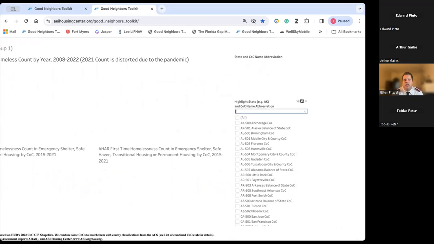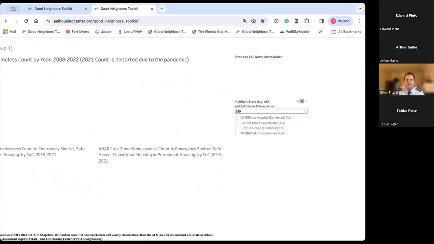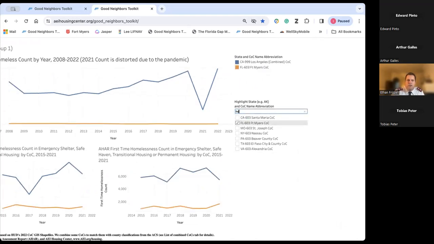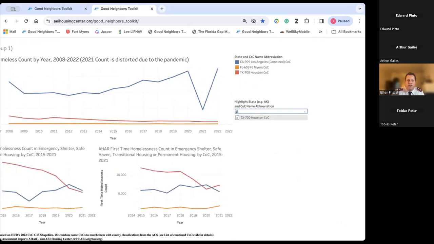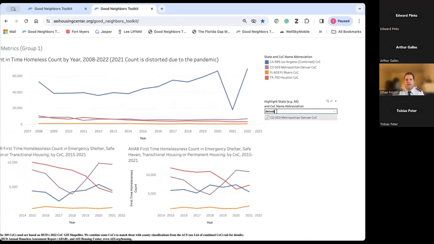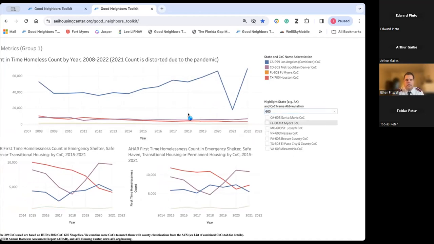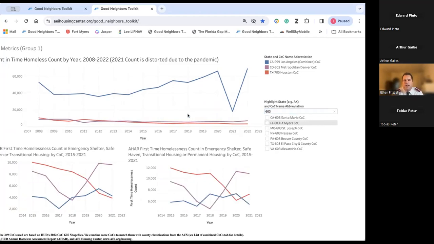Then to choose who you want, you can choose like LA if you want to. You can choose Fort Myers if you want to. You can see how quickly I'm doing it once you get used to it. You can choose Houston if you want to. And we can choose Denver. Those are ones that I typically look at because it tells me who's behaving well, who's behaving poorly. If I take off the 603, it'll help a little bit because we'll talk about communities of the same size. But again, now I can see my comparison.